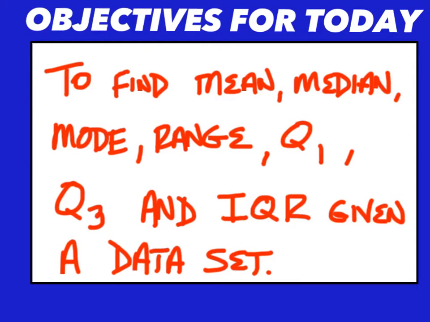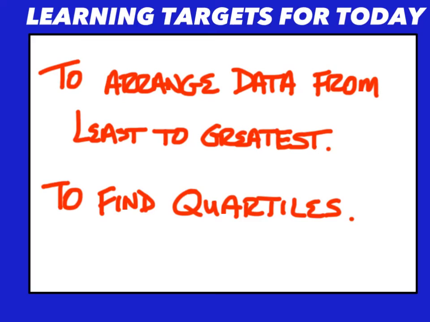Objectives: to find mean, median, mode, range, Q1, Q3, and IQR given a data set. Learning targets: to arrange data from least to greatest and to find quartiles.